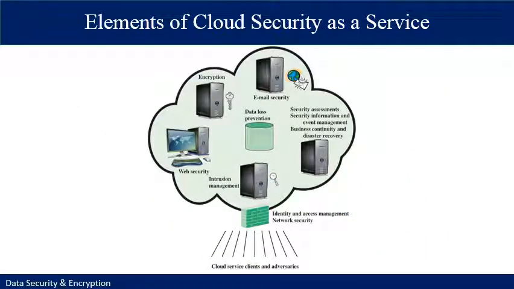So this figure describes some elements of cloud security as a service. The first element is the identity and access management network security service, which includes people, processes, and systems that are used to manage access to enterprise resources by assuring that the identity of the entity is verified and then granting the correct level of access based on the assured identity.